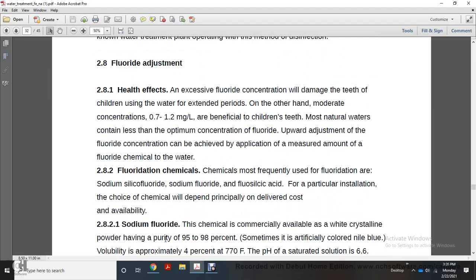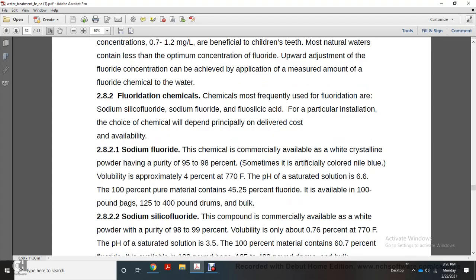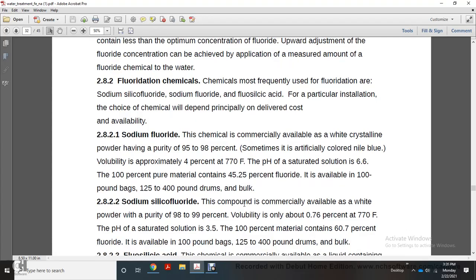Fluoridation chemicals most frequently used are sodium silicofluoride, sodium fluoride, and fluorosilicic acid. For a particular installation, the choice of chemical depends principally on delivered cost and availability. Sodium fluoride is commercially available as a white crystalline powder with a purity of 95 to 98%. Volatility is approximately 4% at 770 degrees Fahrenheit. The pH of a saturated solution is 6.6. The pure material contains 45% fluoride. It is available in 100-pound bags or 125 to 400-pound drums in bulk.